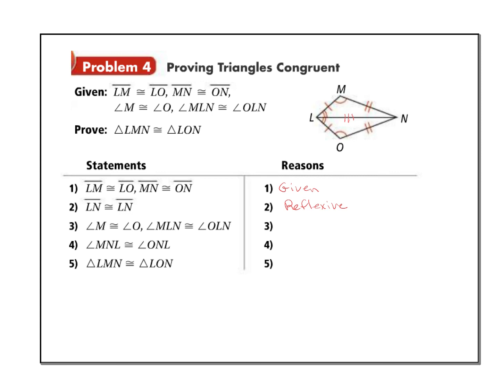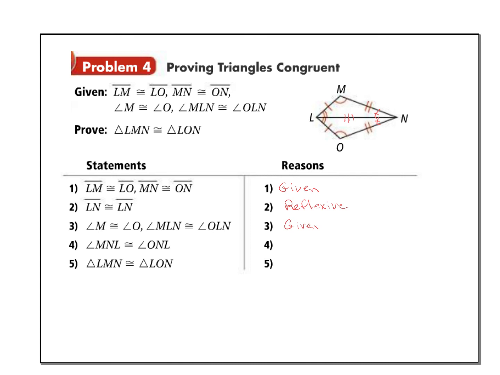What allows us to say that M and O are congruent? What's line 3? Notice it's also part of the given. See that? Would the 4th one also be given? No. The 4th one is interesting. Angle MNL is congruent to angle ONL. What makes those 2 angles congruent? What were you going to say?